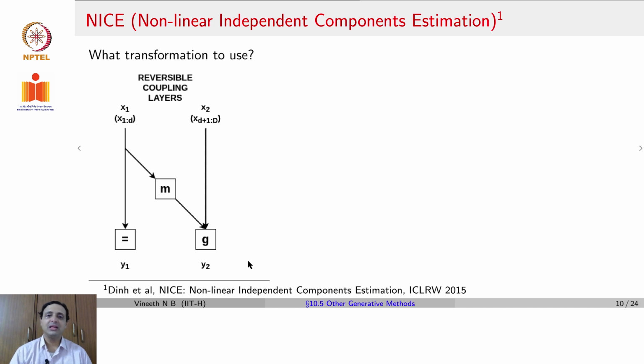Let's see one of the earliest efforts in implementing normalizing flows. This is known as NICE, Nonlinear Independent Components Estimation. This work was published in 2015 by Dinh et al. The idea here is to introduce what are known as reversible coupling layers. Let's see what those transformations are.